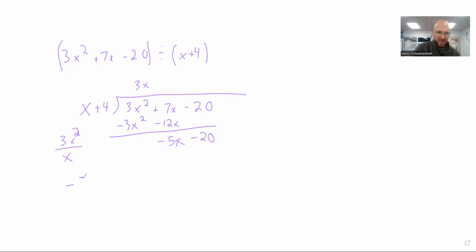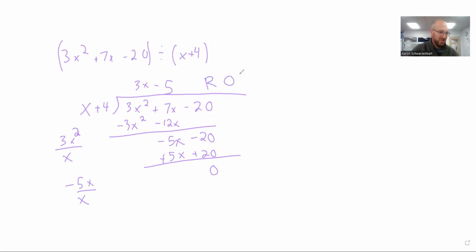I look then at the front thing. x goes into negative 5x, negative 5 times. My x's functionally cancel out here. Negative 5 times x is negative 5x. Negative 5 times 4 is negative 20. Change the signs. They both become pluses. I get a remainder of 0.